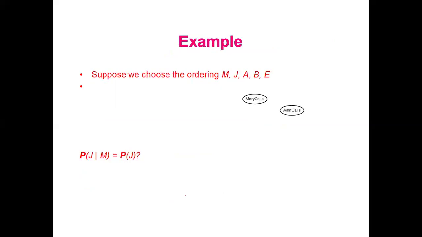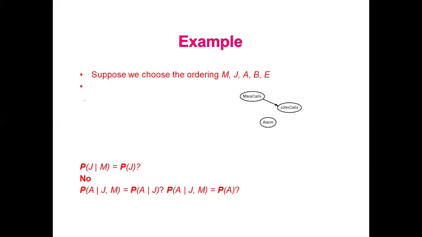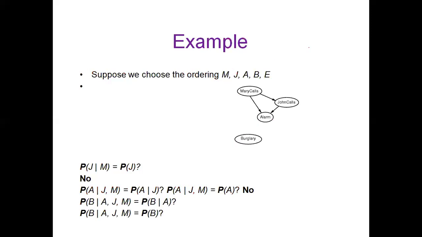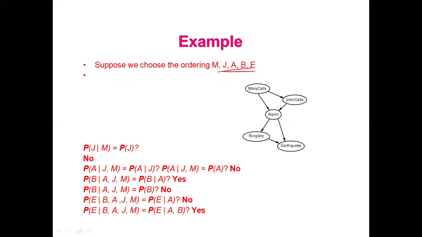And another example: suppose we choose the ordering, first Mary calls, John calls, alarm rings, burglary happened, earthquake happened. How are we going to draw the graph? Mary calls, John calls, when they call, the alarm rings, and then burglary happened, earthquake also happened. So in this case, we have to draw the graph like this. How are we going to write the probability? Probability of John calls, Mary calls equals probability of John calls given Mary, or not. Otherwise, we can write like this: probability of alarm runs given both John and Mary calls.